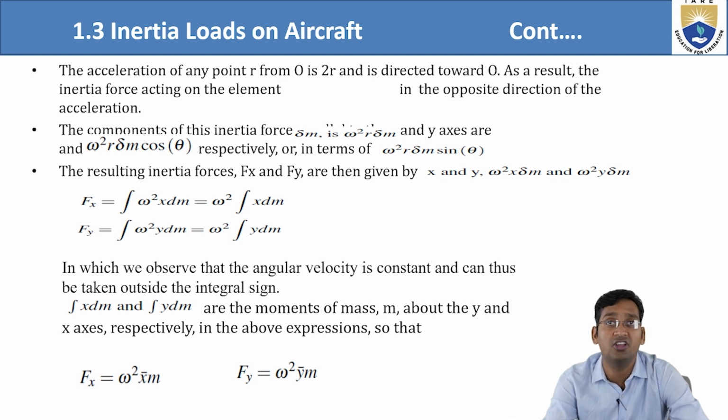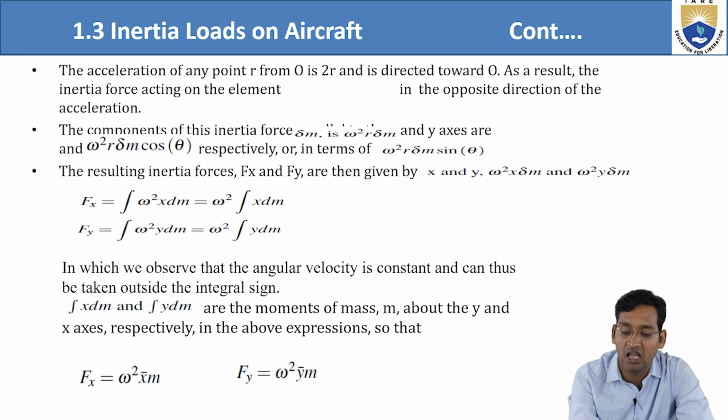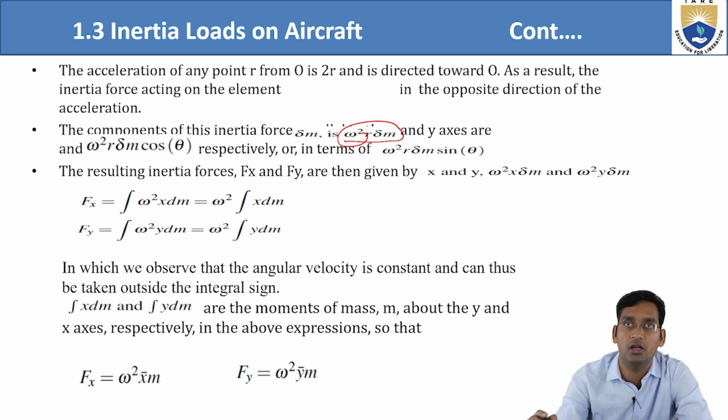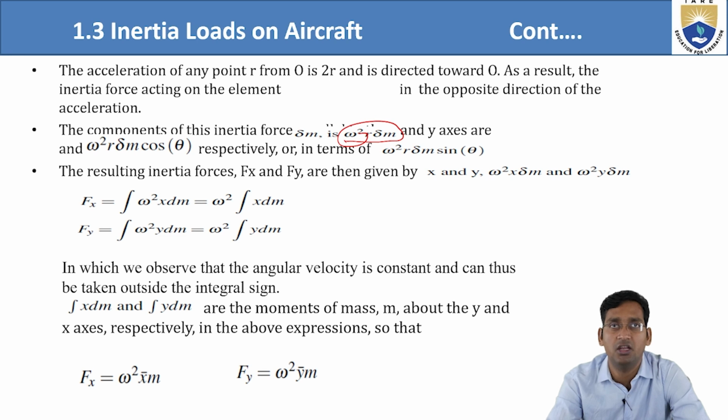The component of the inertia force for the mass delta m is what? Omega square r into delta m. Along the y-axis it is omega square r delta m into cos theta, and along the x-axis it is omega square r delta m into sin theta, respectively. So we can express it in terms of sin theta and cos theta.